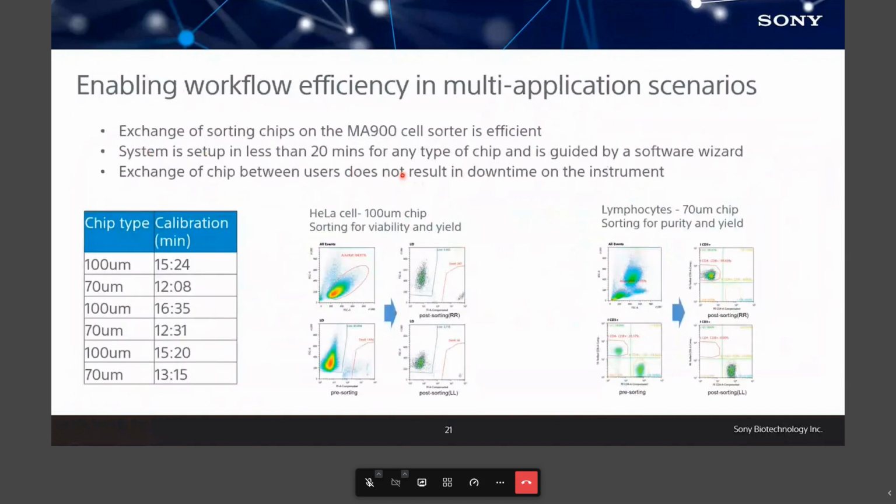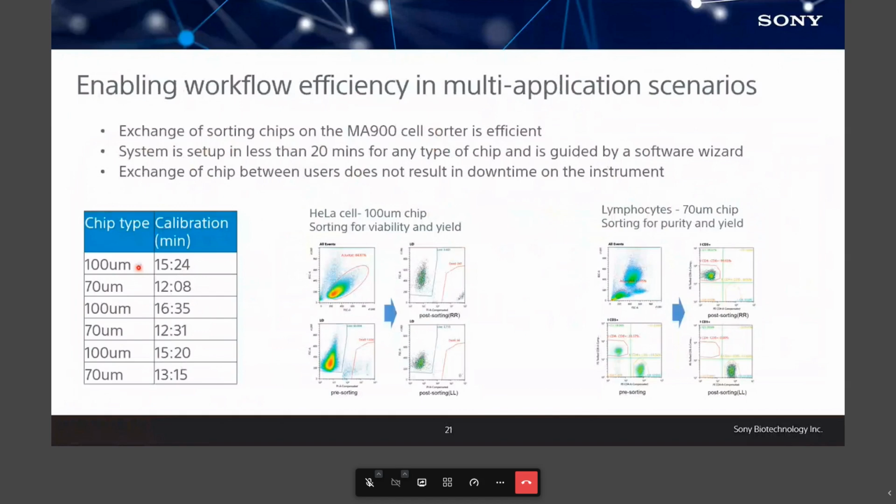Here we did a test where we said, okay, let's see if this is really consistent over the period of a single day of sorting, right? Switching back and forth between different chip sizes and different applications and ensuring that, in fact, yes, it is still quick over the course of a day and you still get good sorting. So we exchanged a few different sorting chips on the MA900 to ensure that switch and that recalibration is still efficient and that the system is set up in less than 20 minutes for any type of chip and that you still don't have that much downtime.